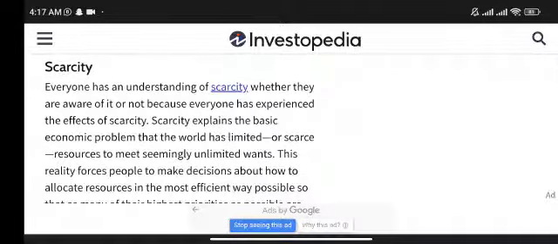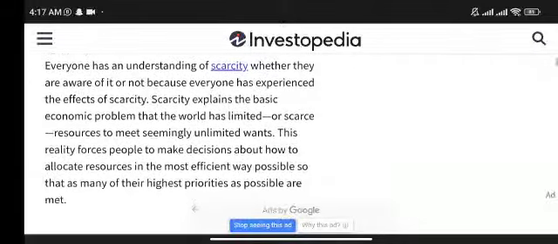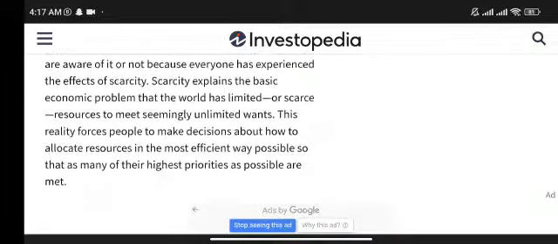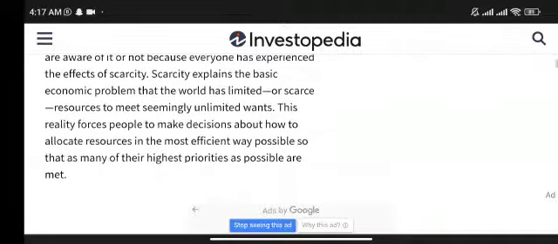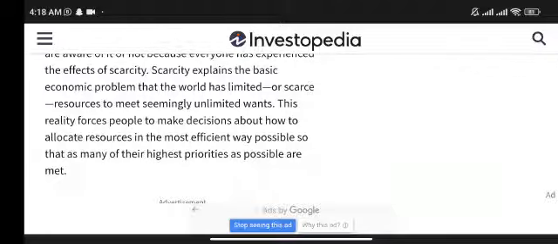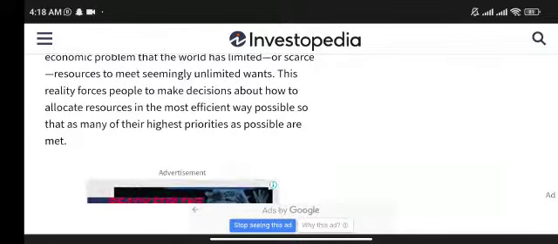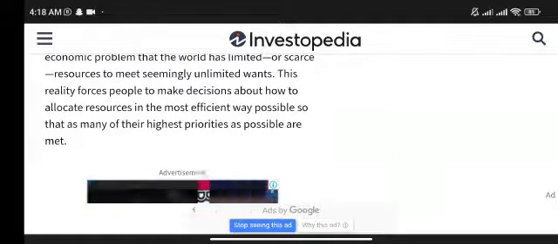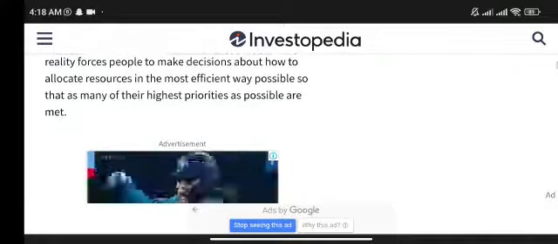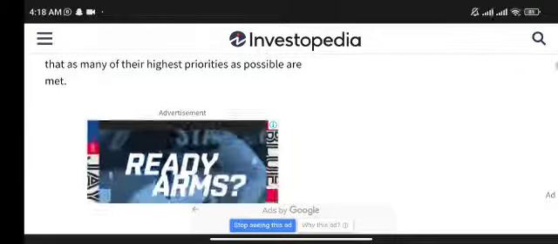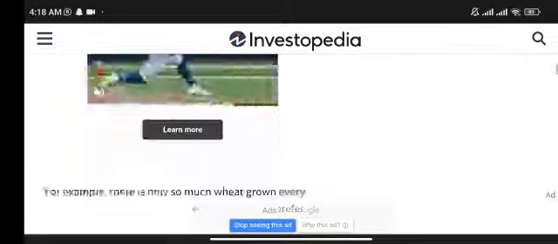Scarcity: everyone has an understanding of scarcity, whether they are aware of it or not, because everyone has experienced the effects of scarcity. Scarcity explains the basic economic problem that the world has limited or scarce resources to meet seemingly unlimited wants. This reality forces people to make decisions about how to allocate resources in the most efficient way possible so that as many of their highest priorities as possible are met.